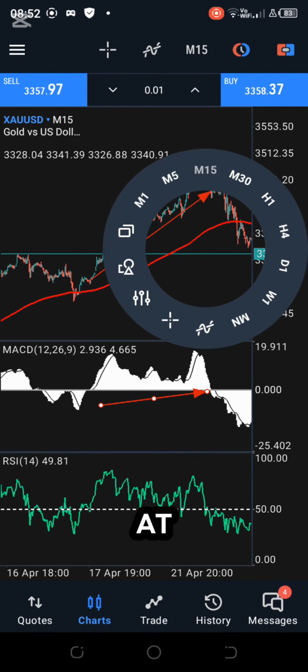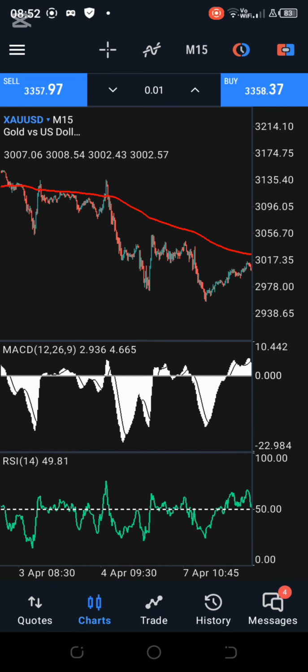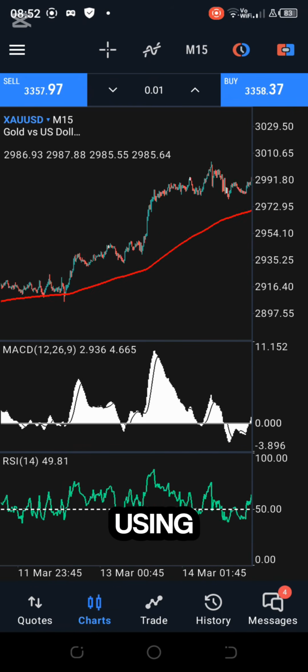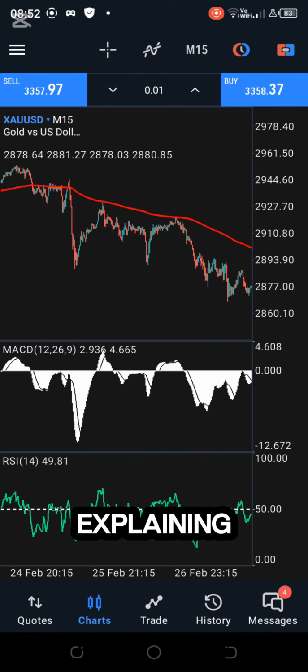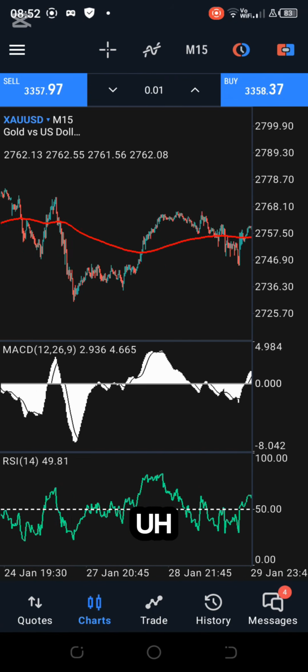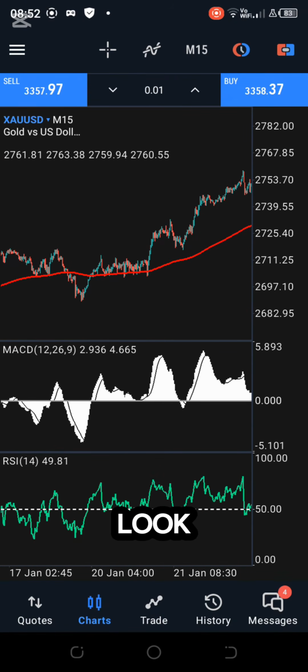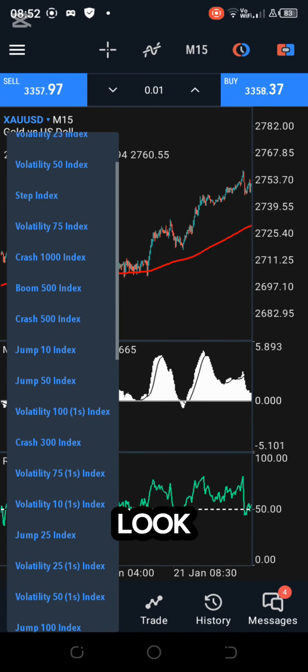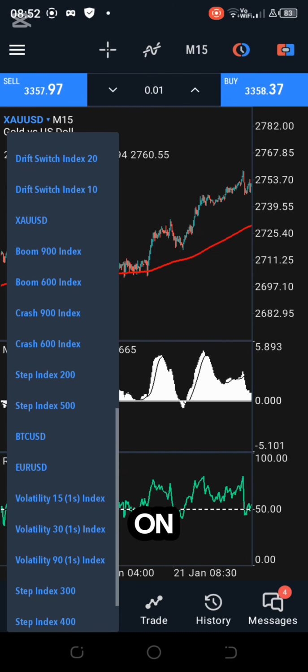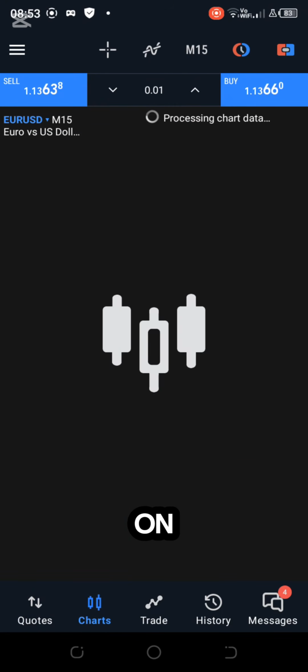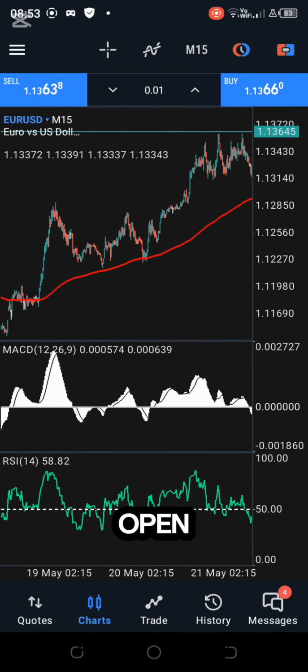Okay, so let's quickly look at how we can sell using this particular strategy. We have multiple examples, but I'm not going to waste time explaining these. Let's look at another asset. Like what I highlighted, we can use it on Forex. Let's look at EURUSD.